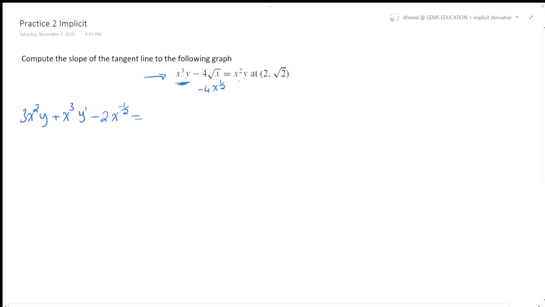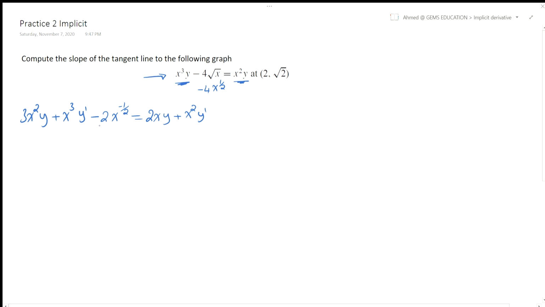The second part of the equal sign is still a product rule as well. So x squared times y, the derivative of that will become the derivative of the first one, 2x, second one as it is, plus first one as it is, now the derivative of the second, which will be y prime.